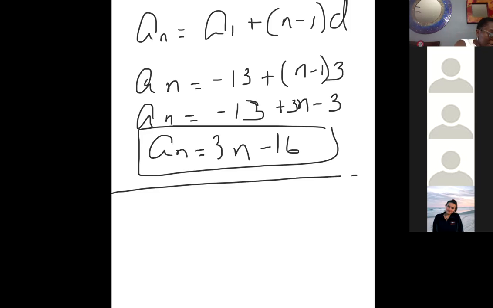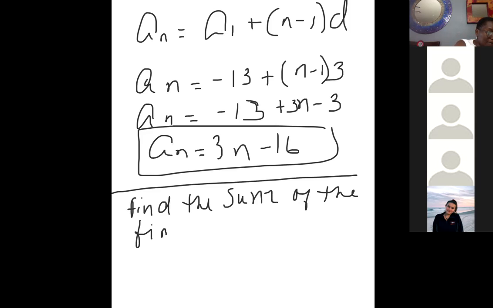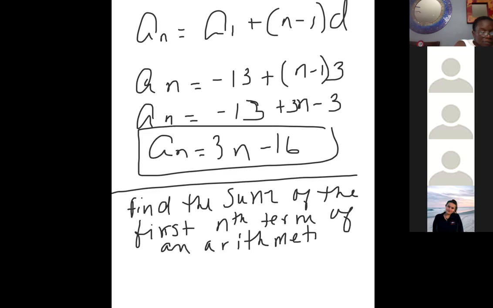So now, guys, we're going to go into finding the sum. Find the sum of the first n terms of an arithmetic sequence. We're going to be finding the sum, guys. Essentially, we're going to take every single term.